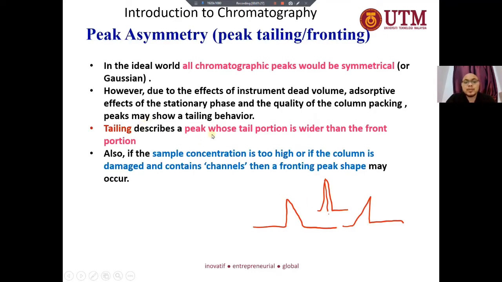Tailing describes a peak whose tail portion is wider than the front portion. Here is the tailing, where the tail portion is much broader compared to the front. Also, if the sample concentration is too high, or if the column is damaged and contains channels, then a fronting peak shape may occur.